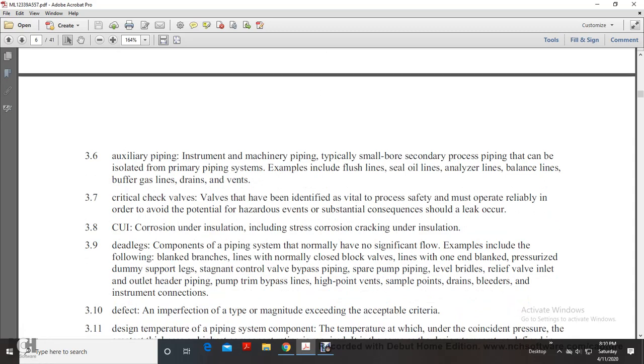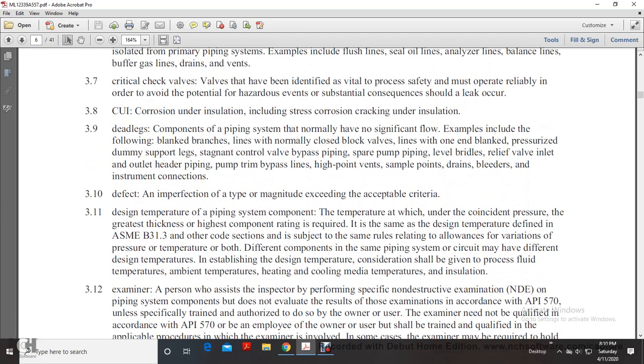CUI, corrosion under insulation, includes stress corrosion cracking under insulation. Dead legs are components of a piping system that normally have no significant flow. Examples include the following: blanked branches, lines with a normally closed block valve, lines with one end blanked, pressurized dummy support legs, stagnant control valve bypass piping, spare pump piping, level bridles, relief valve inlet and outlet header piping, pump trim, bypass lines, high point vents, sample points, drains, bleeders, and instrument connections.